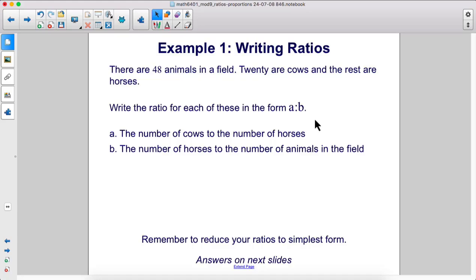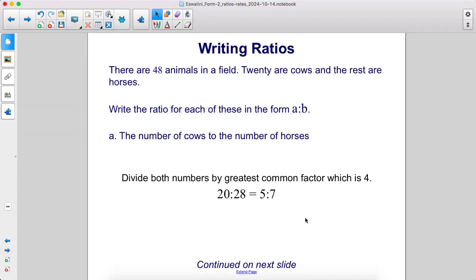There are 48 animals in a field. 20 are cows and the rest are horses. Write the ratio for each of these in the form A to B, where A is the number of cows to the number of horses, and B is the number of horses to the number of animals in the field. And remember to reduce your ratios to simplest form.